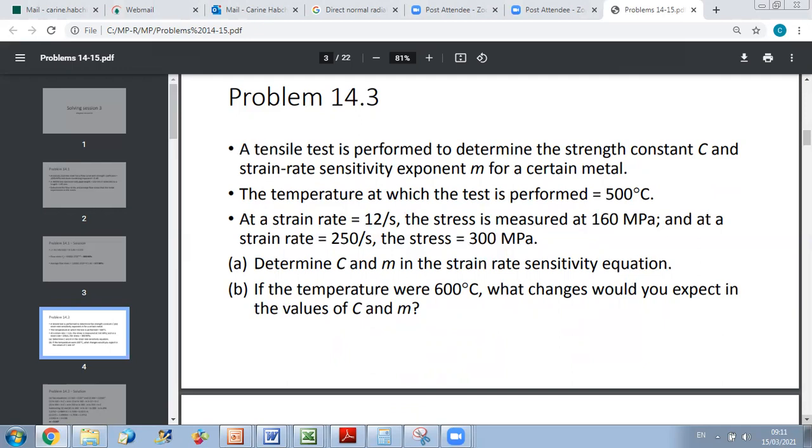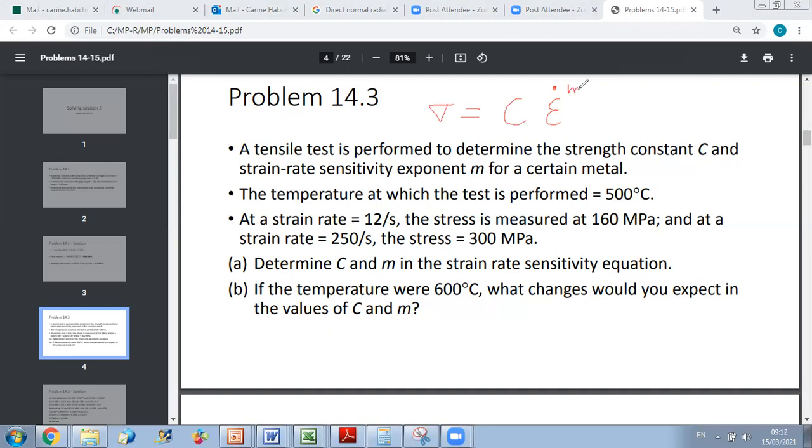The first question is to determine the values of C and m, which are the constants in the strain rate sensitivity equation. You know that in the course material, we have seen that we can develop a relation between stress and strain rate. The form of this relation is similar to the strain hardening relation, which is sigma equal to a constant C times epsilon dot, which is the rate of variation of the strain, to the power m.